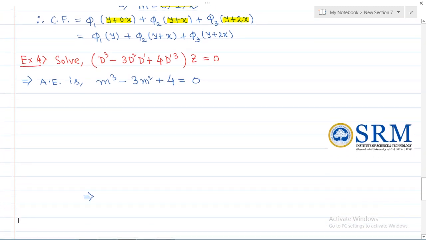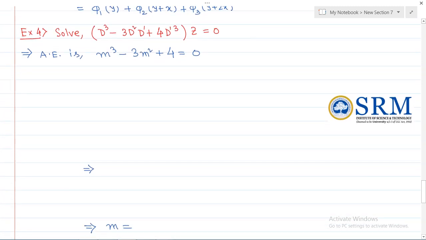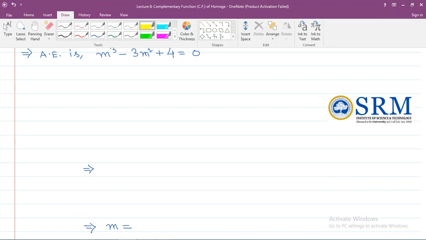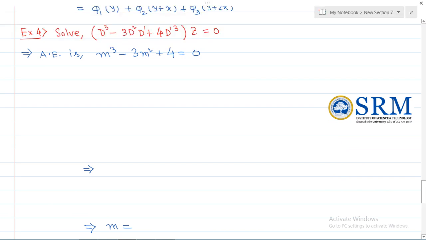Solve the equation (D³ − 3D²D′ + 4D′³) z = 0. So the auxiliary equation is m³ − 3m² + 4 = 0. Since it is a cubic equation, we have to apply the method of synthetic division or the vanishing factor method. How do we find the solution of such an equation? First of all, I have to substitute some value of m so that the equation gets satisfied. If I put m equals minus 1, then definitely minus 1 is going to satisfy this equation, right?